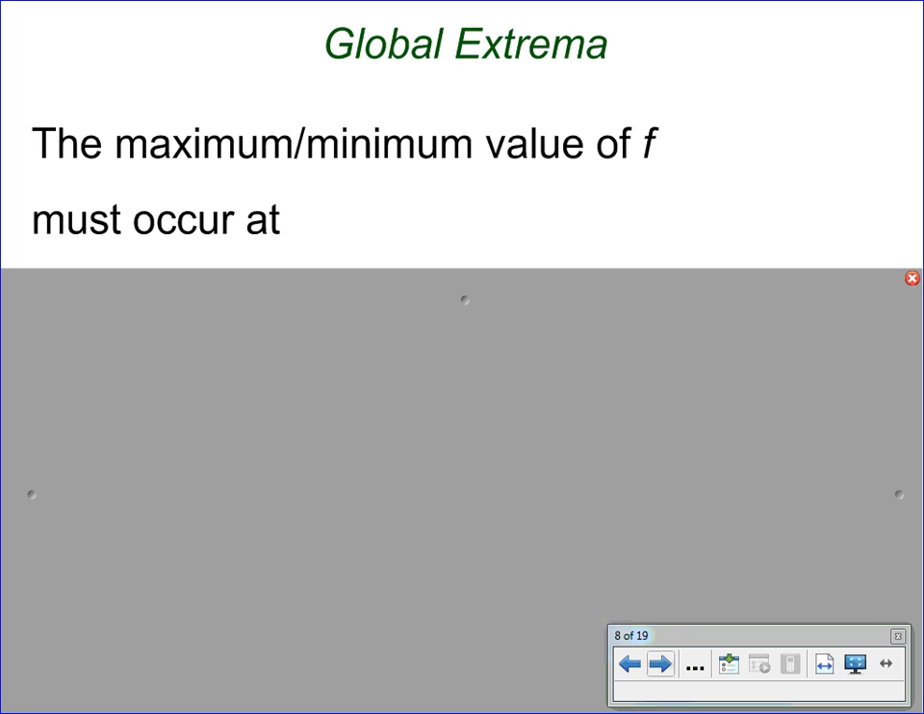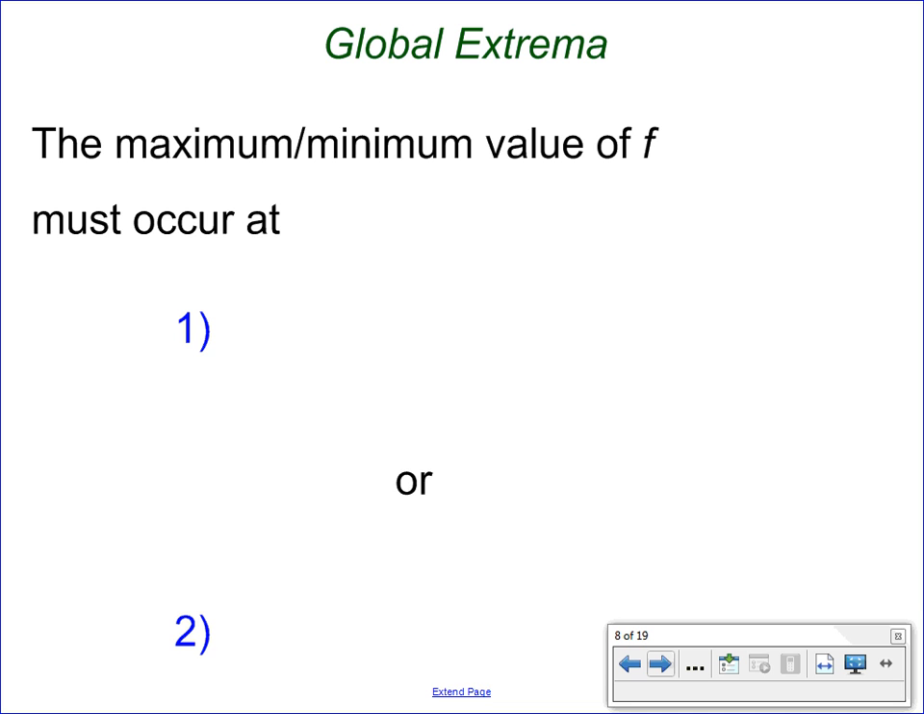Firstly, the maximum/minimum value of a function f must occur at either, right? Either, what? Can we fill this in without me saying? So what's one place that the maximum value could occur? Sophia? One of the actual domains. Absolutely. So a maximum or minimum value, an extreme, could occur at one of the endpoints.